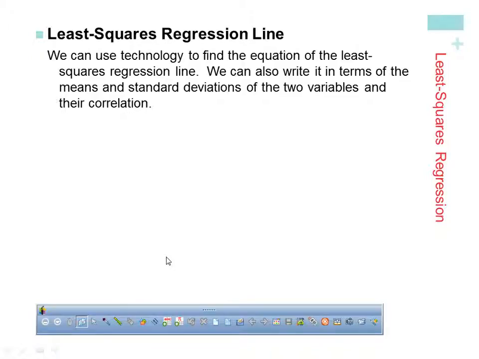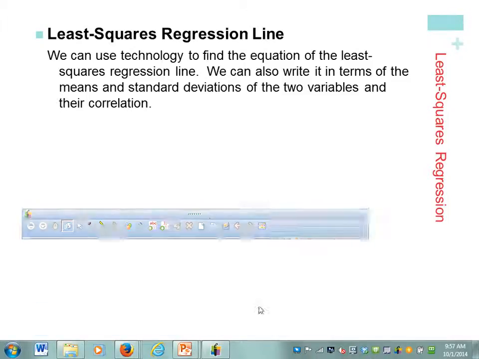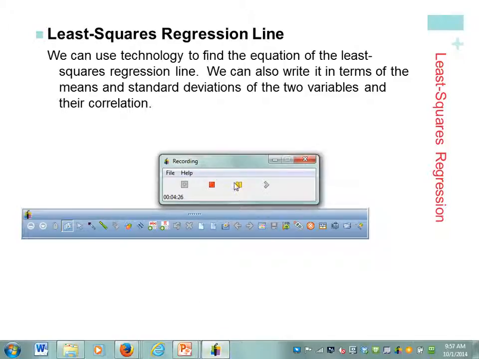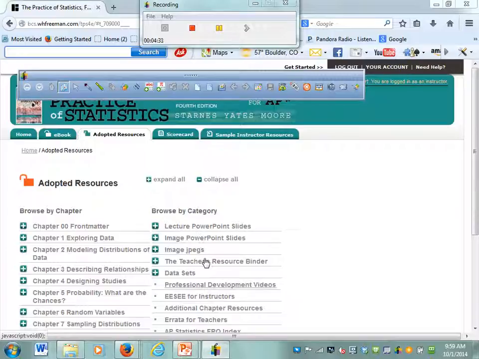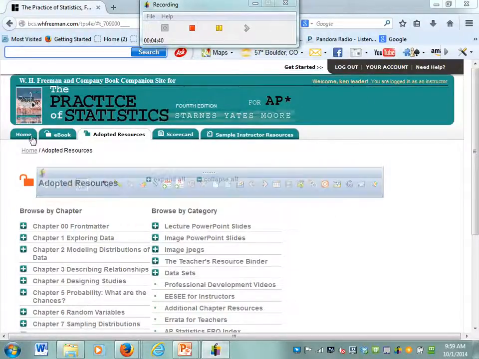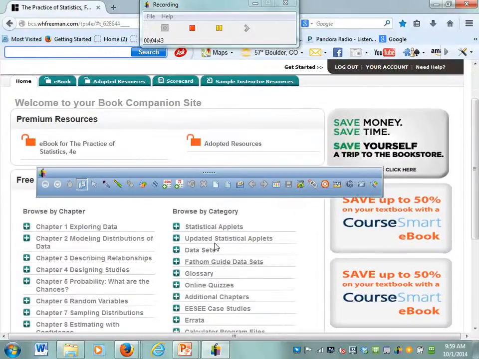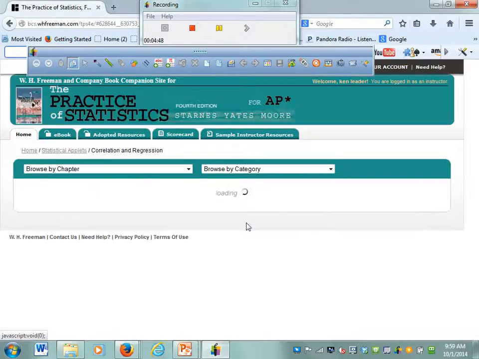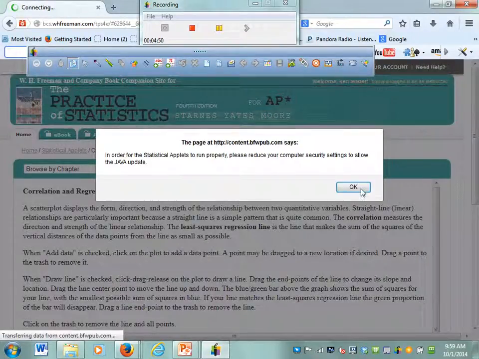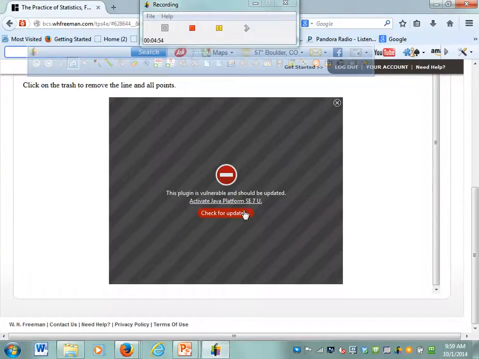I'm going to escape because I want to bring up one of those applets that is kind of cool, but I have to hit pause first. I go to this thing called statistical applets, and then to the one on correlation and regression. That's what I want to do. Hopefully it will show up.